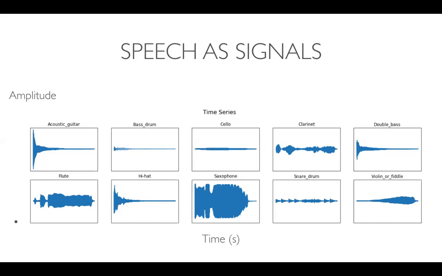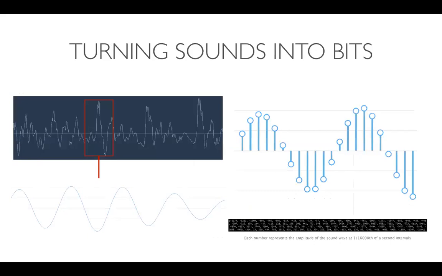If we plot it in a 2D graph, the x-axis has time in seconds, and the y-axis has the amplitude. So basically, that's how we can represent speech as signals. Now, to pass this information to a neural network, we need to do some pre-processing. First is turning the sounds into bits.